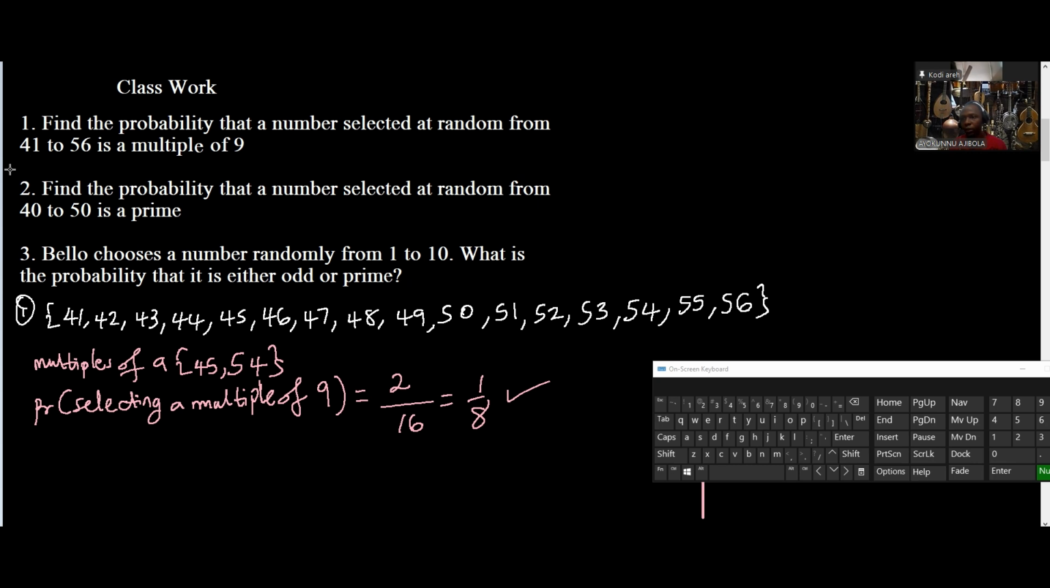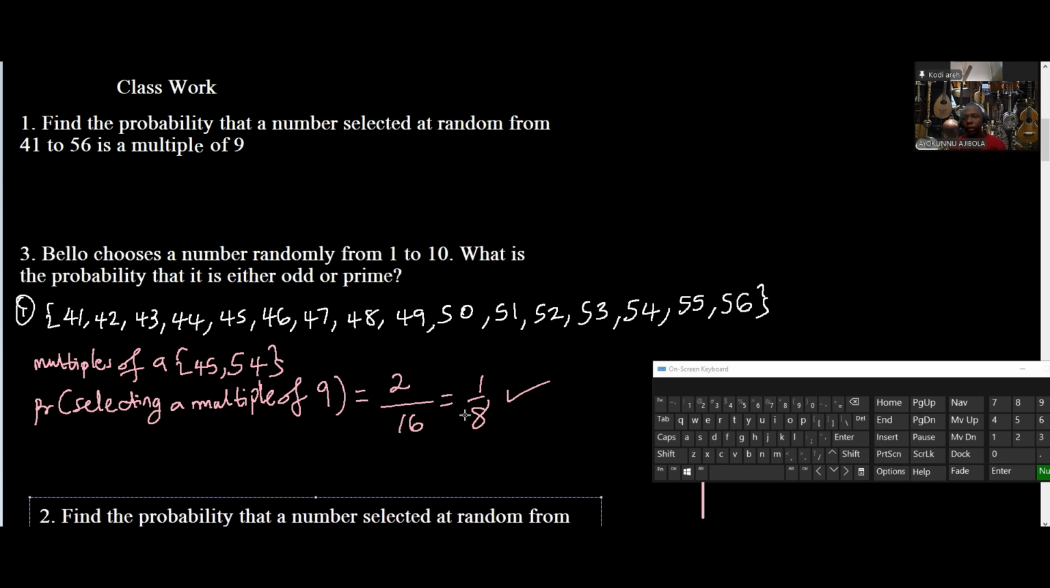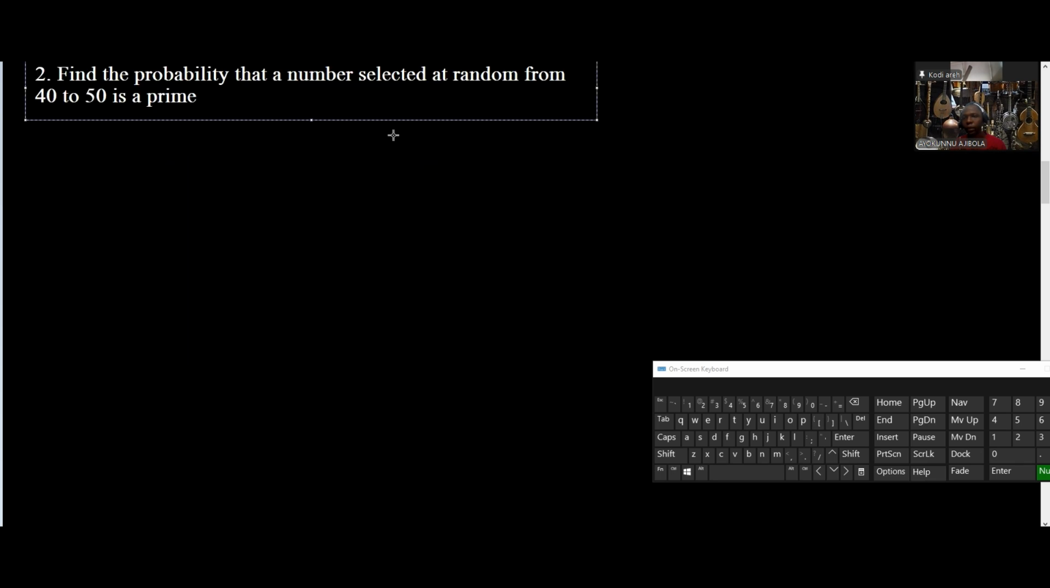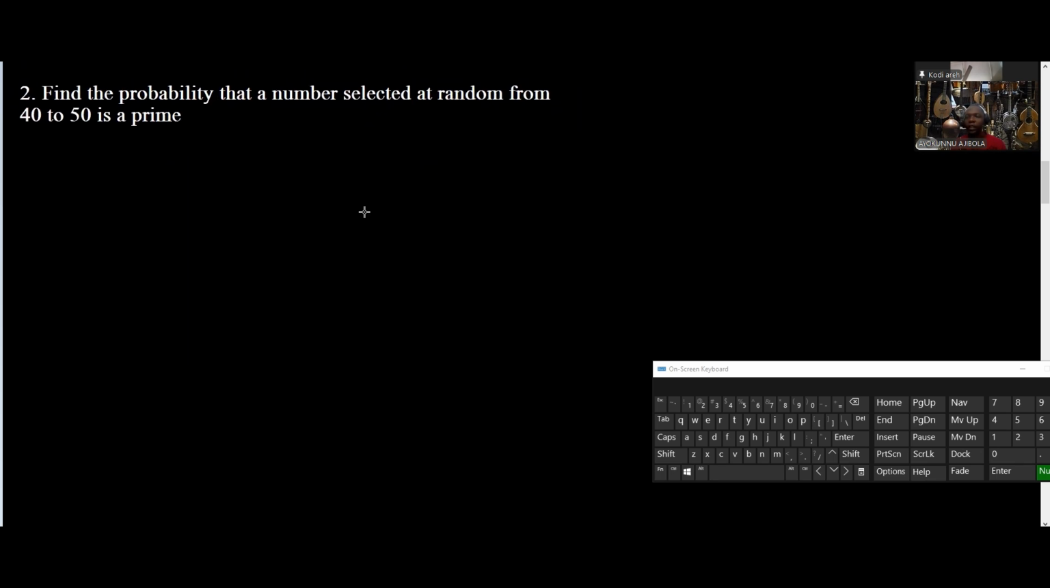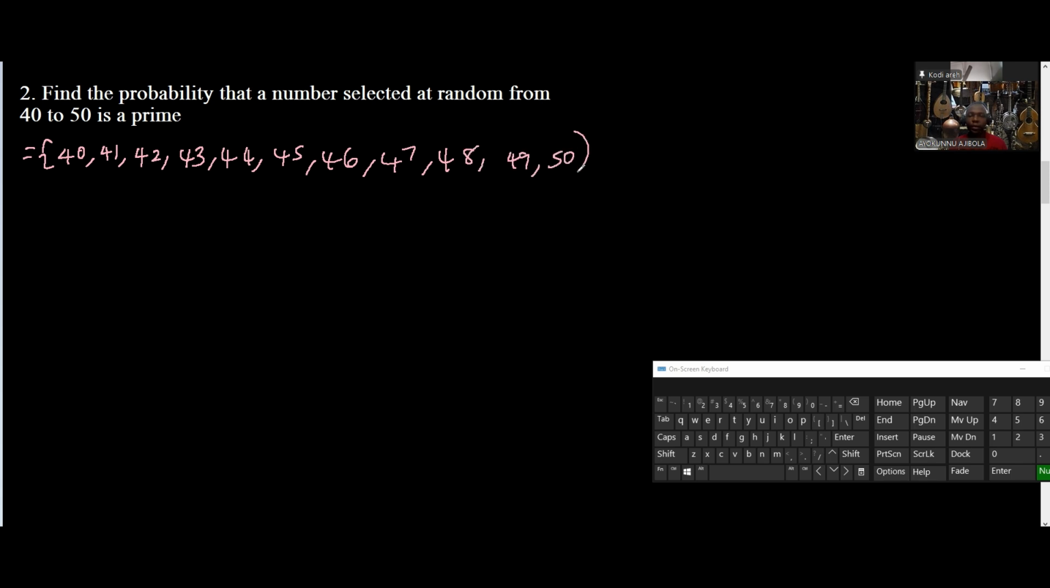Let's move the question down to the other place so that we can look at it before you write them down. This one says find the probability that a number selected at random from 40 to 50 is a prime. Now the question is what is the sample space or population? 40, 41, 42, 43, 44, 45, 46, 47, 48, 49, and 50.